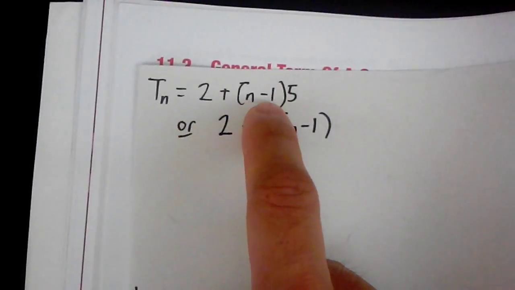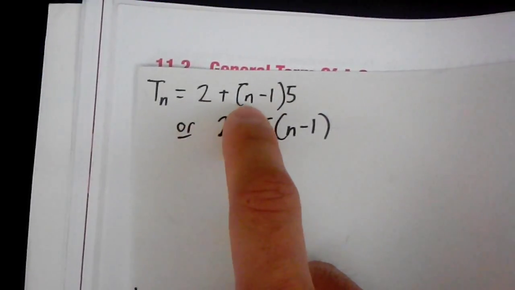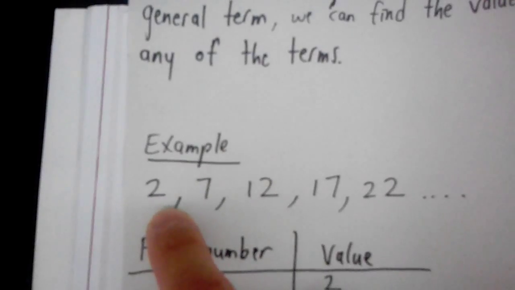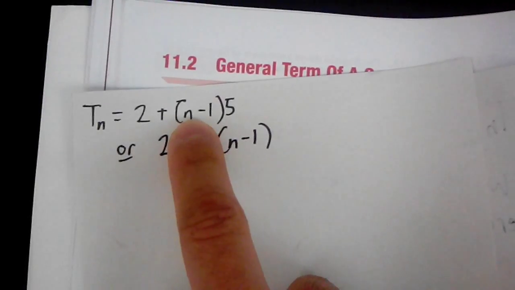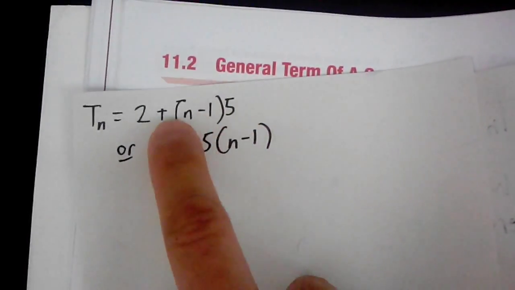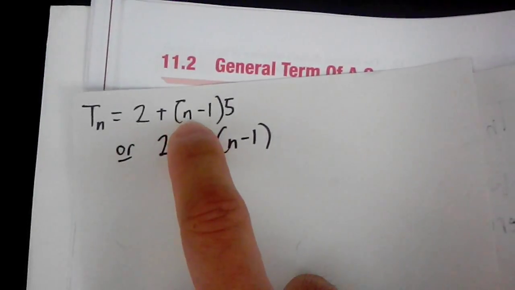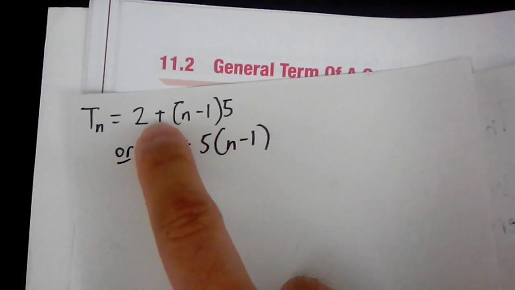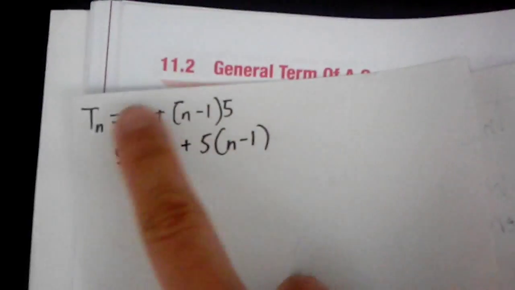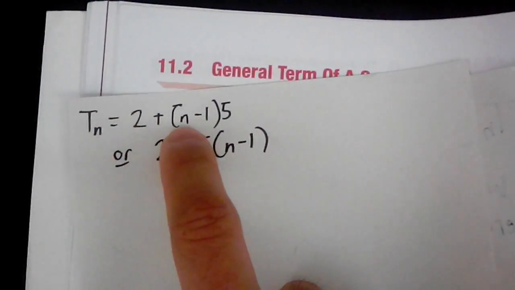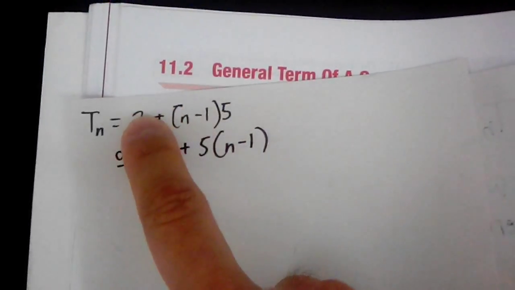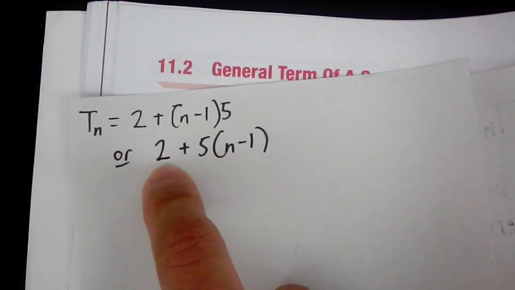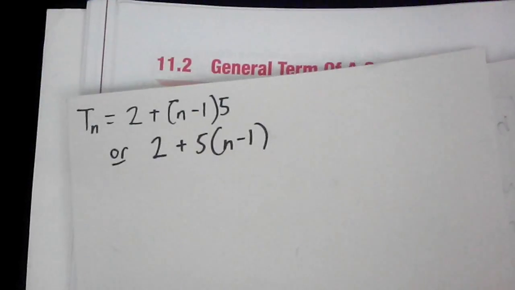Okay? Why do we have n minus 1? Because for our first term, we only have 2. That's why we put the minus 1 here, because it's only when n is equal to 2 that we start adding by 5. If n equals 2 here, that means when we have t2, we add 1 times 5. When we have t3, then we have 3 minus 1, which is 2, multiplied by 5, and we add that to 2. We can also rephrase the formula as 2 plus 5 bracket n minus 1.